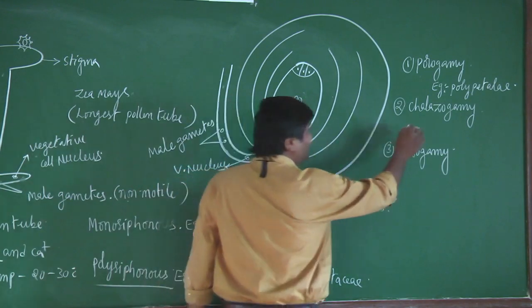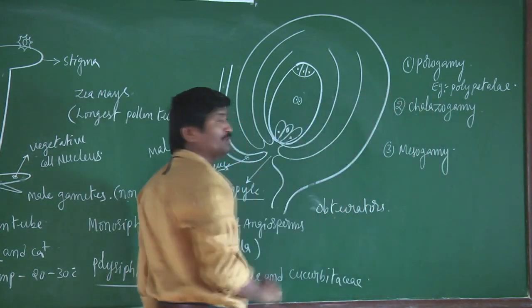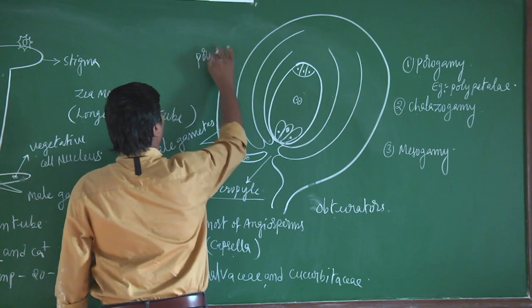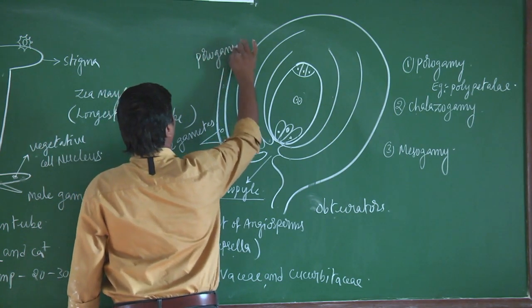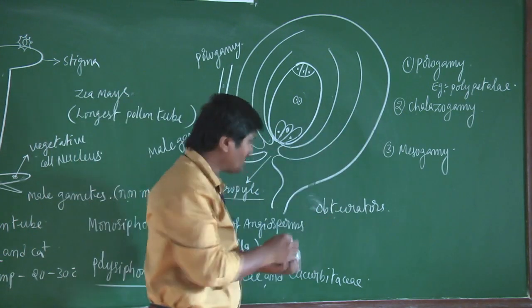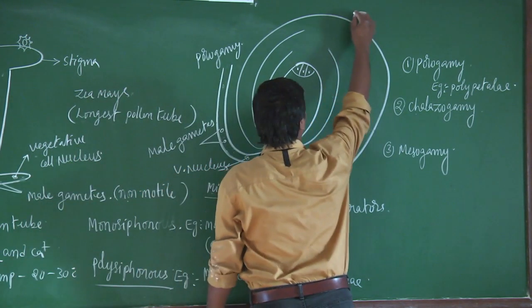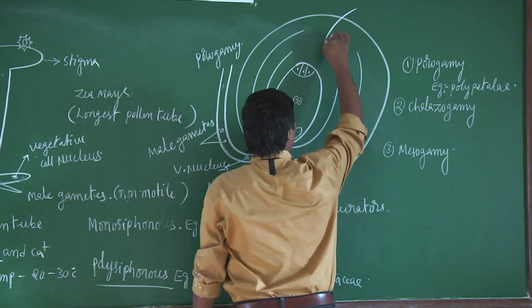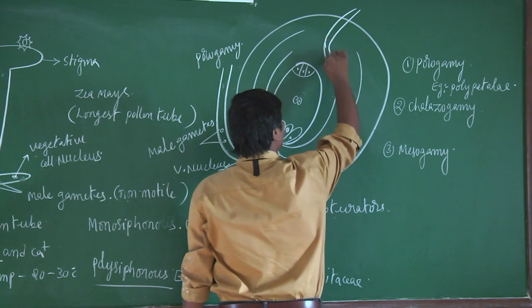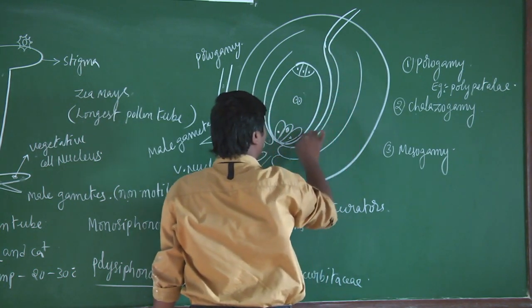Next one, what is chalazogamy? This is a porogamy. What is the meaning of chalazogamy? Chalazogamy means the pollen tube enters the ovule through the chalaza. See.